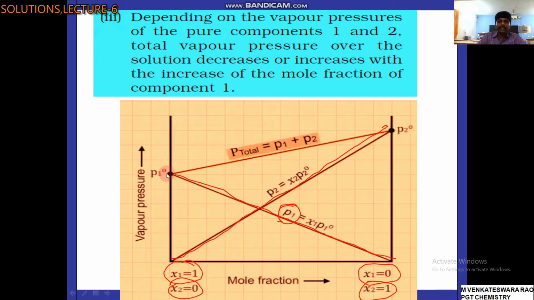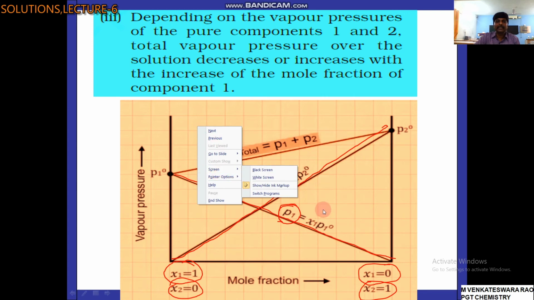What is P1 naught? Here X1 is equal to 1 and X2 is 0. X2 being 0 means P2 is 0. Then in the overall equation you can write it; the next slide will come.